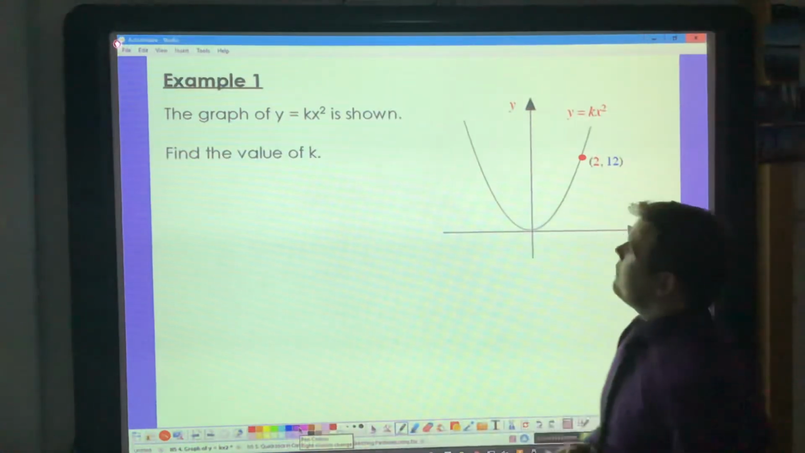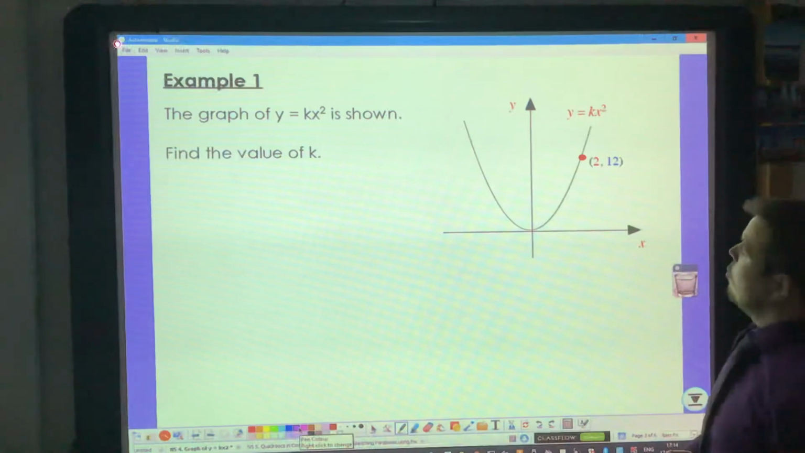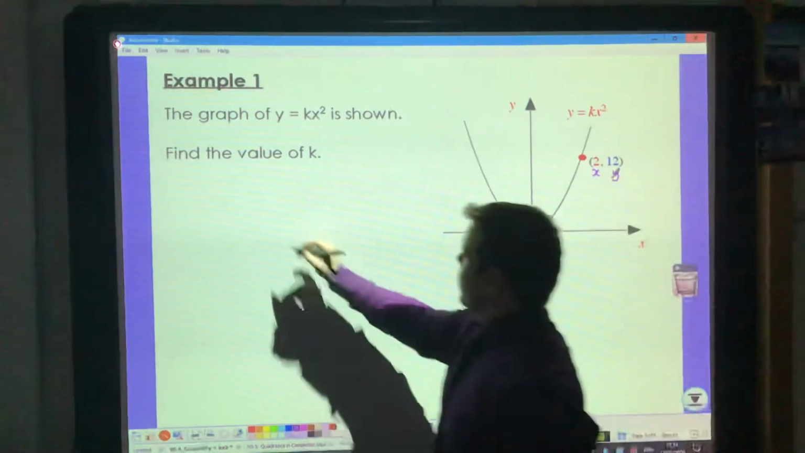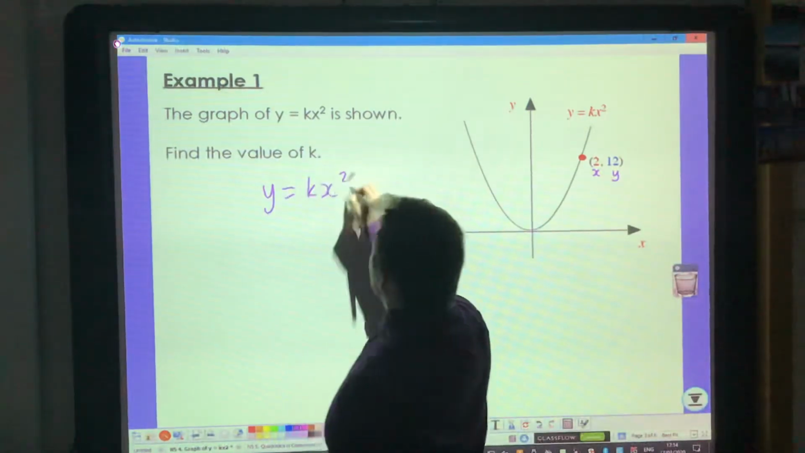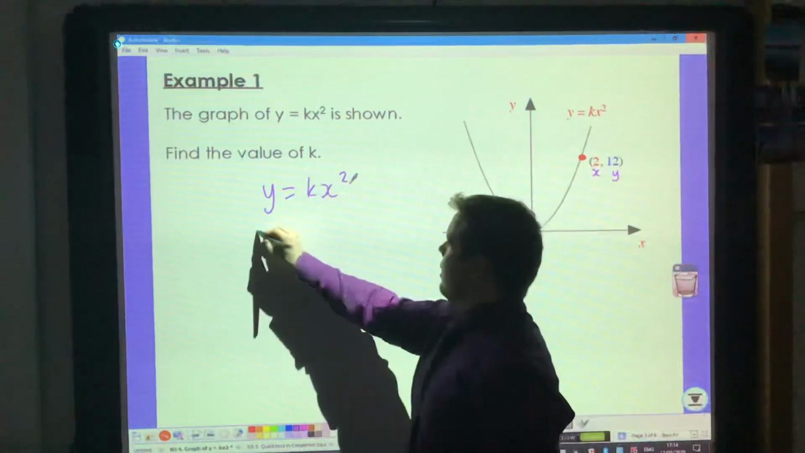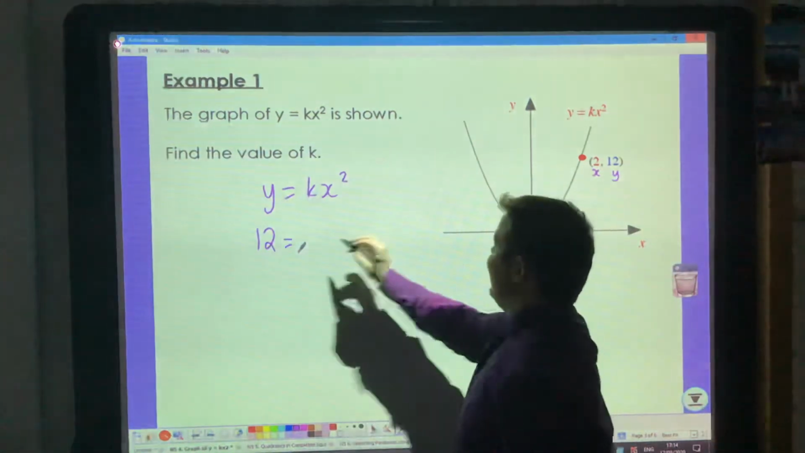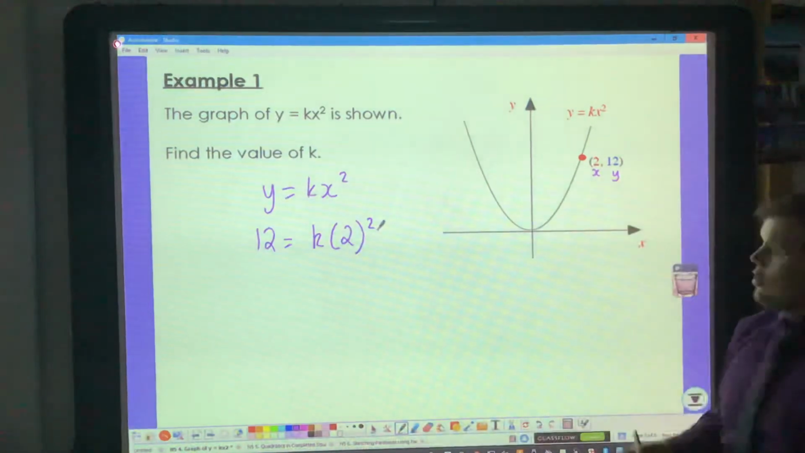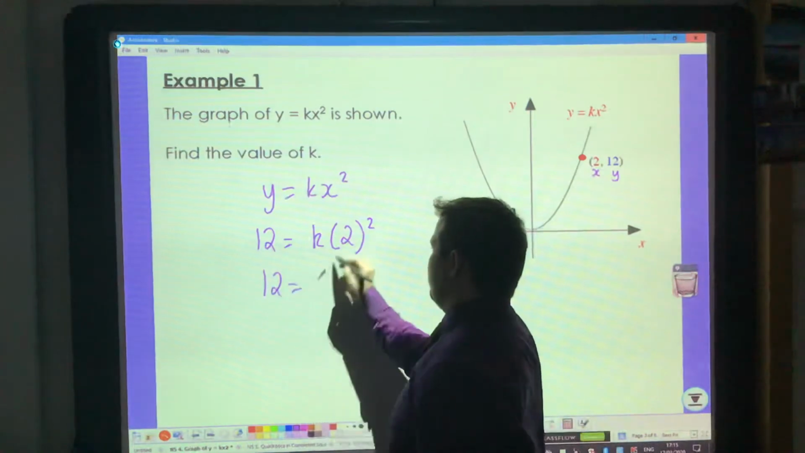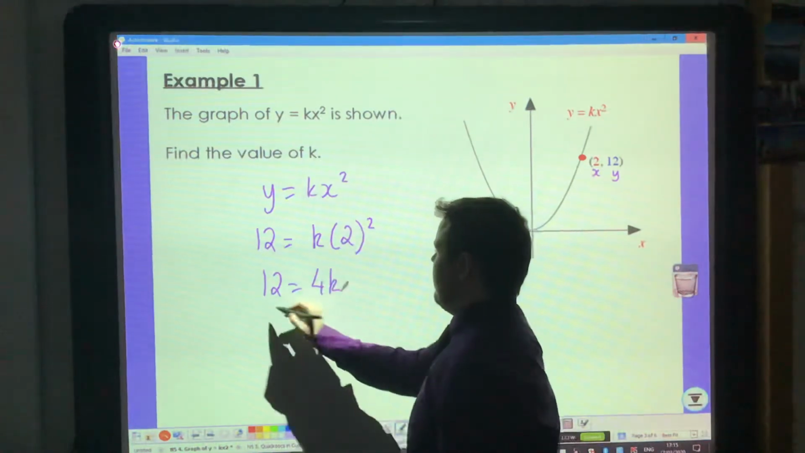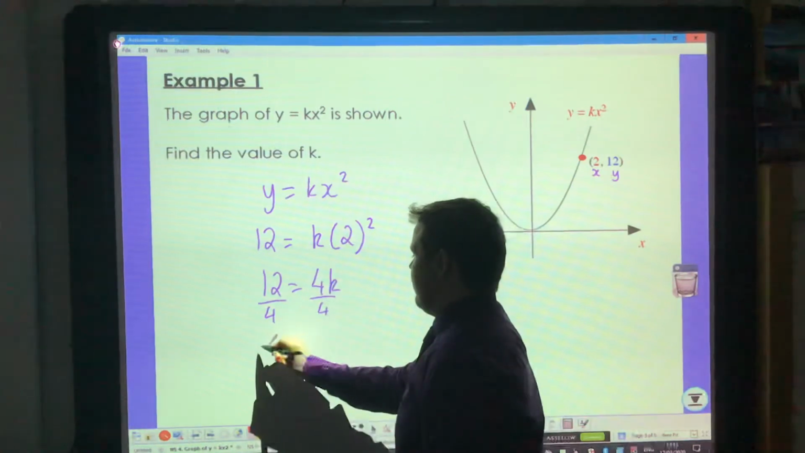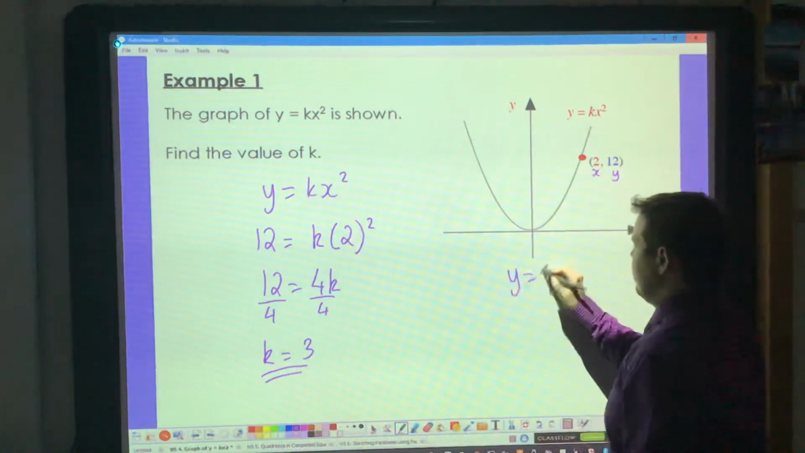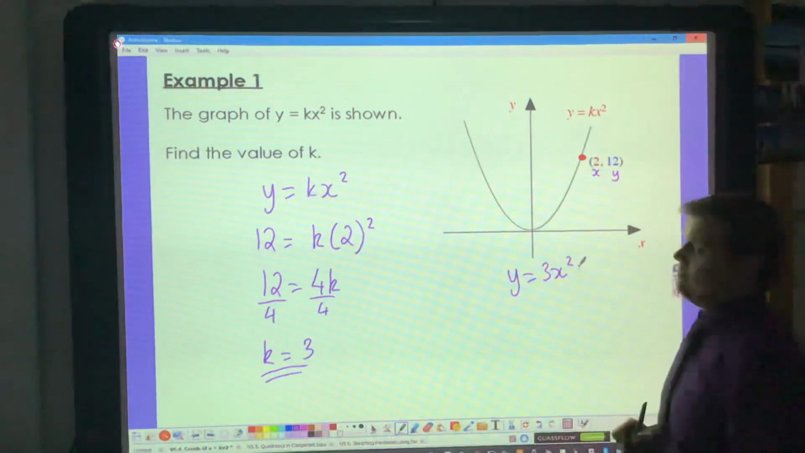Okay, so here's a graph, y equals kx squared, and we've got a point 2, 12. So this is an x coordinate, that's a y coordinate. So I'm going to start, okay, y equals kx squared. My y coordinate's 12, so I'm going to have 12 equals k, and the x coordinate is 2 squared. Okay, we'll get a mini equation to do. That's 12 equals, well, 2 squared is 4, so it's 4k. Divide both sides by 4, and that gives me k equals 3. So the equation of this graph is actually y equals 3x squared. Okay?